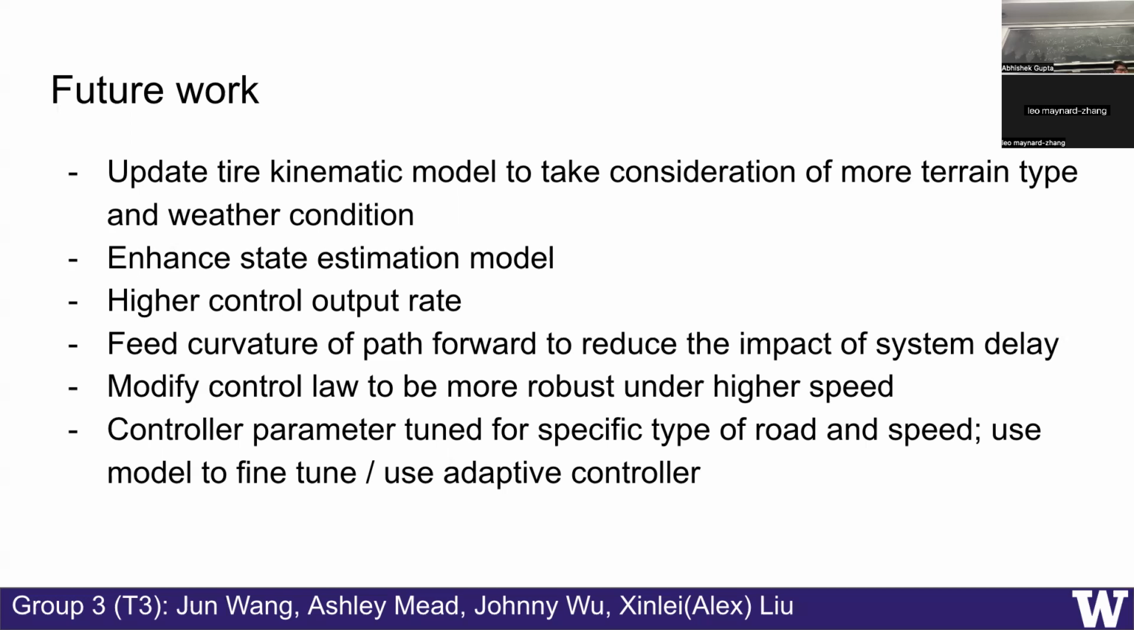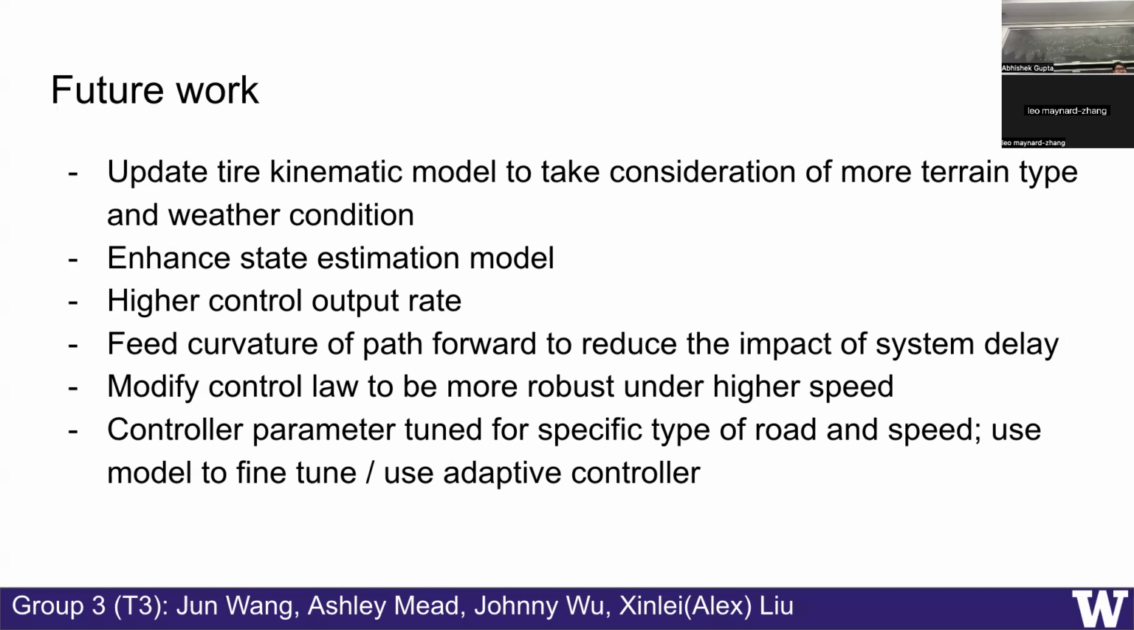I believe there was a paper in 2023 which did this, and they reduced the error from 0.11 meters to 0.03 meters. And then modify the control law to be more robust under higher speed. During the racetrack, they were traveling at 19.1 miles per hour. They could have gone higher, but they did say that the control law will be less accurate and less stable. And also, one of the other main drawbacks is that the controller parameters were all hand-tuned by themselves for specific types of roads.